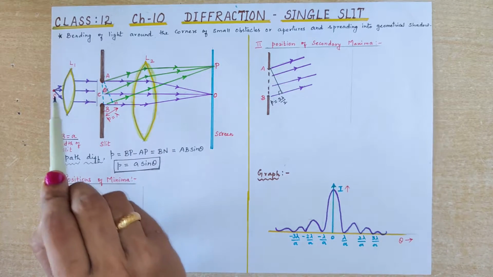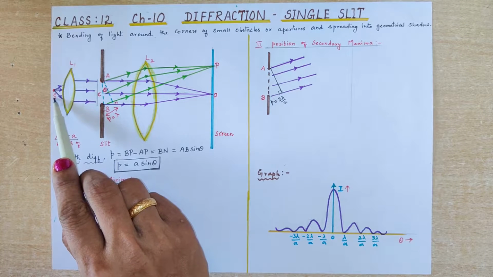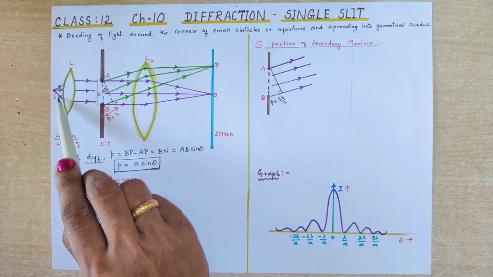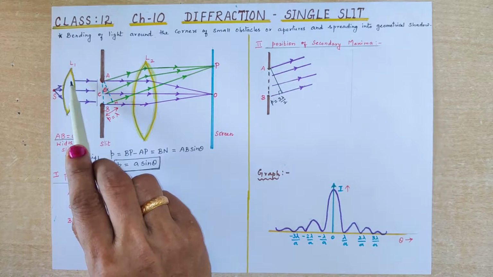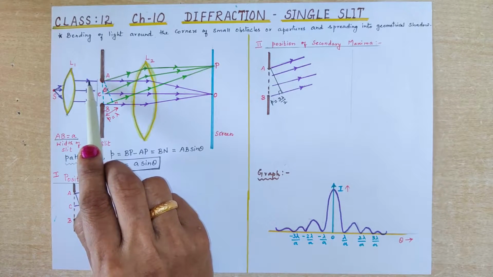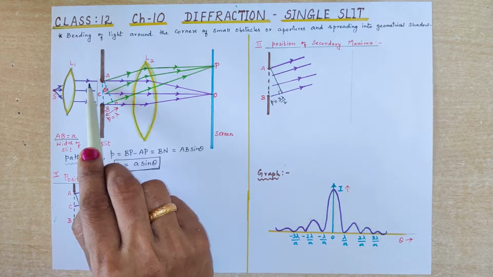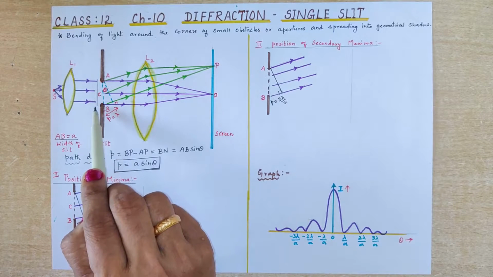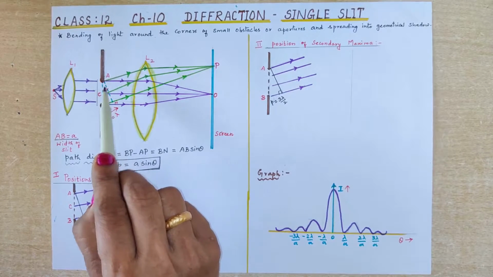Here is a diagram. There is a source. It is illuminated by a monochromatic light of wavelength lambda. And here is a converging lens forming a parallel beam, and this parallel beam forms a plane wavefront that is incident on the slit AB.